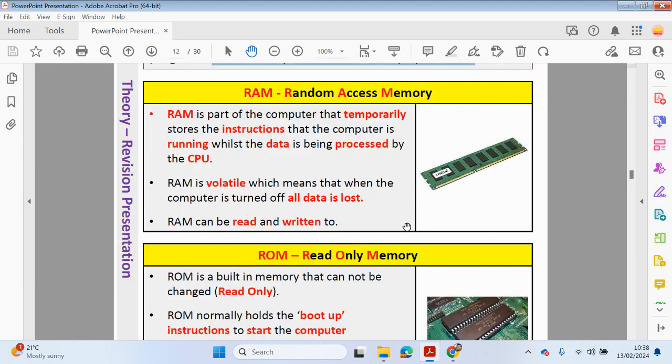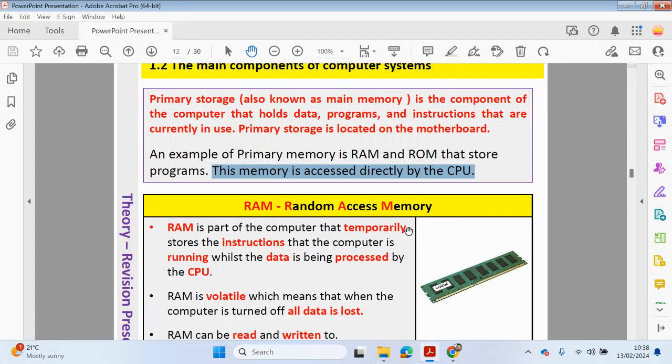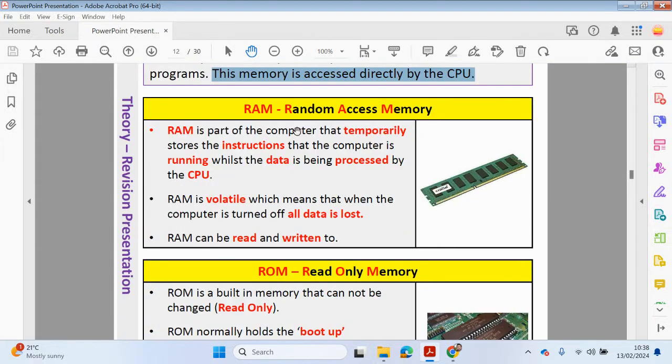So let's have a look at the two different types of primary memory. You have random access memory. It's really important when you are answering exam questions that you write down random access memory, and maybe a mark in some cases. The random access memory is a part of the computer that will temporarily store instructions whilst they are being processed by the CPU. So every time you open up an application or a file, a piece of that memory is being used by the RAM to process that instruction.